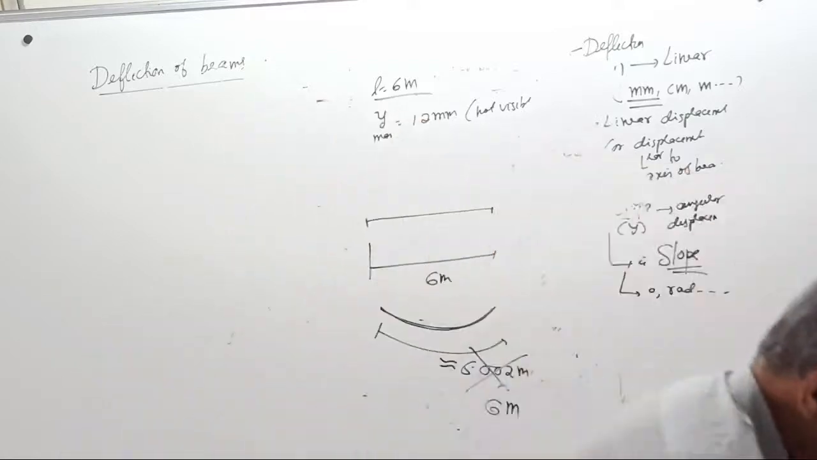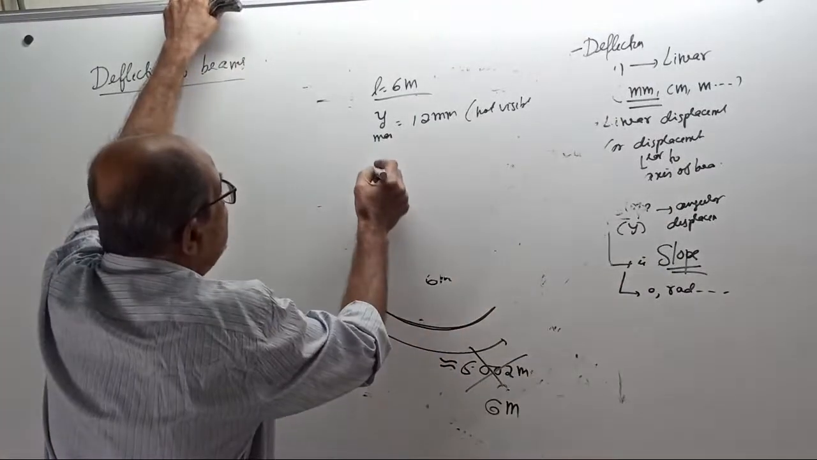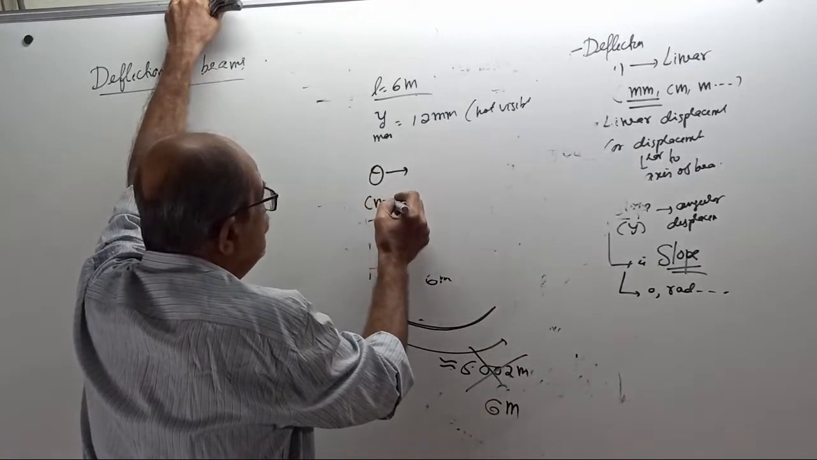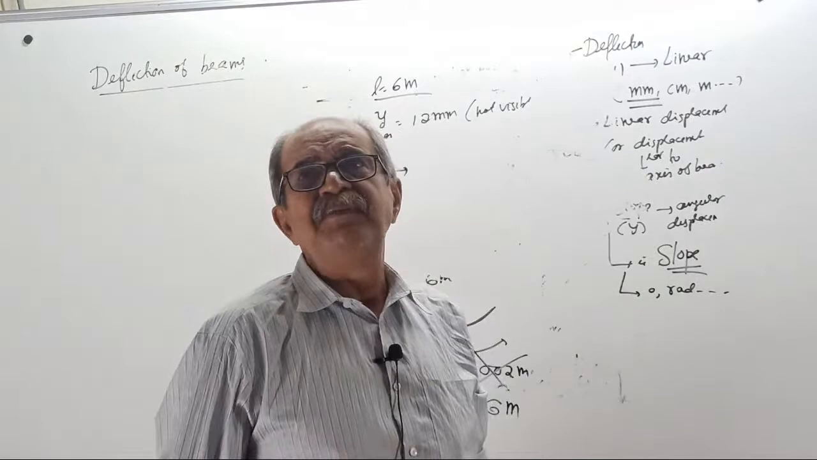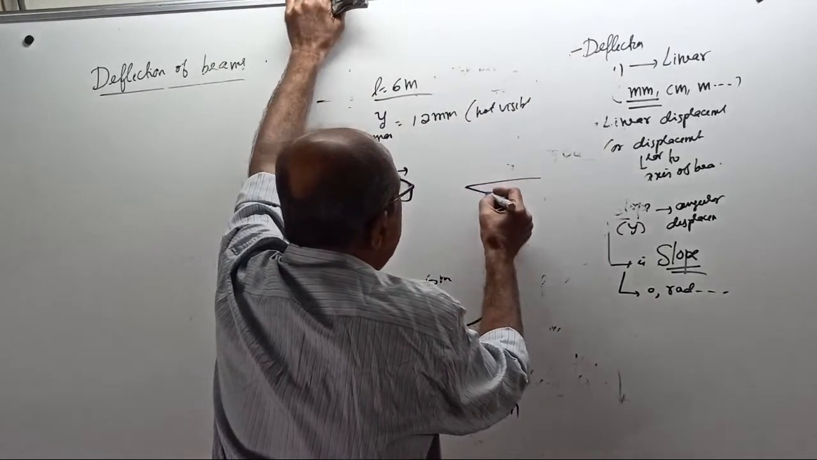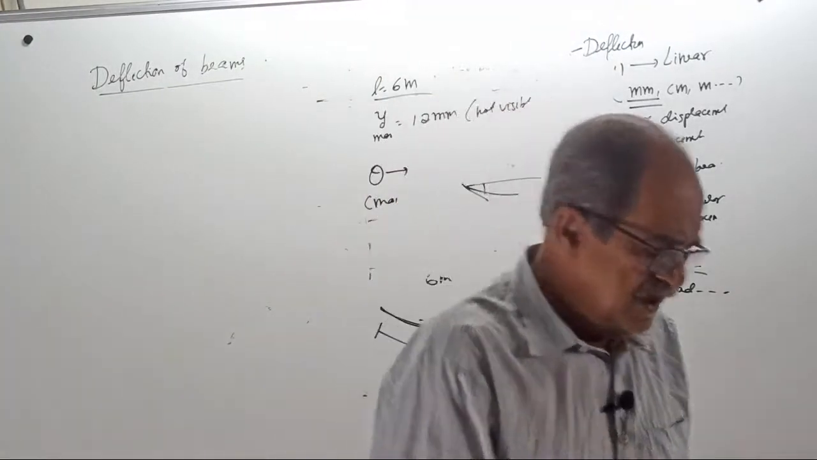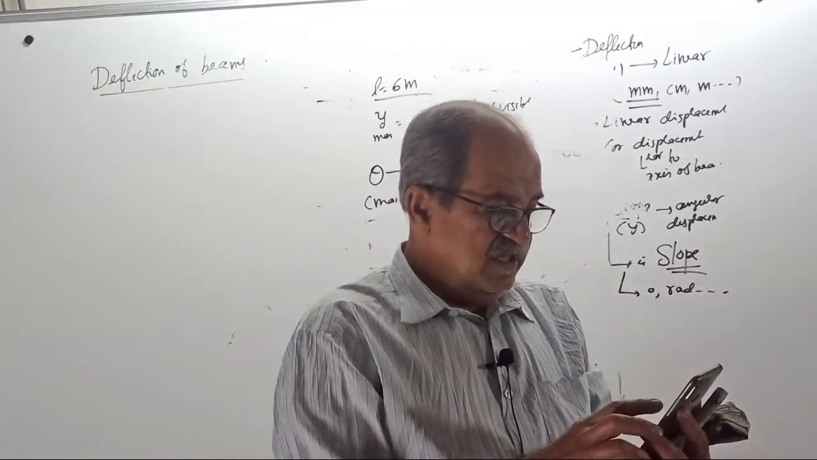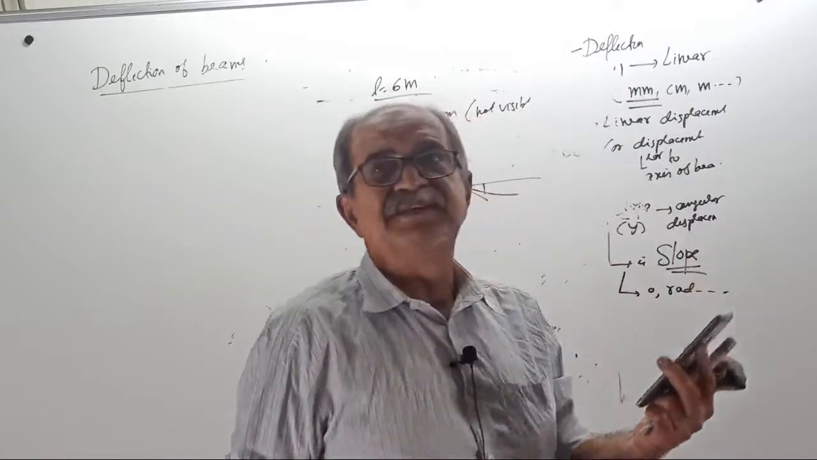Now, remember one important thing about angle theta. How much is theta maximum? Can you see 10, 12 degrees? 10 degree, 15 degree, possible? Can you ever imagine 10 degree, 15 degree, 30 degree like that? Can you imagine a beam where you can see turning 10, 15 degrees? Possible?